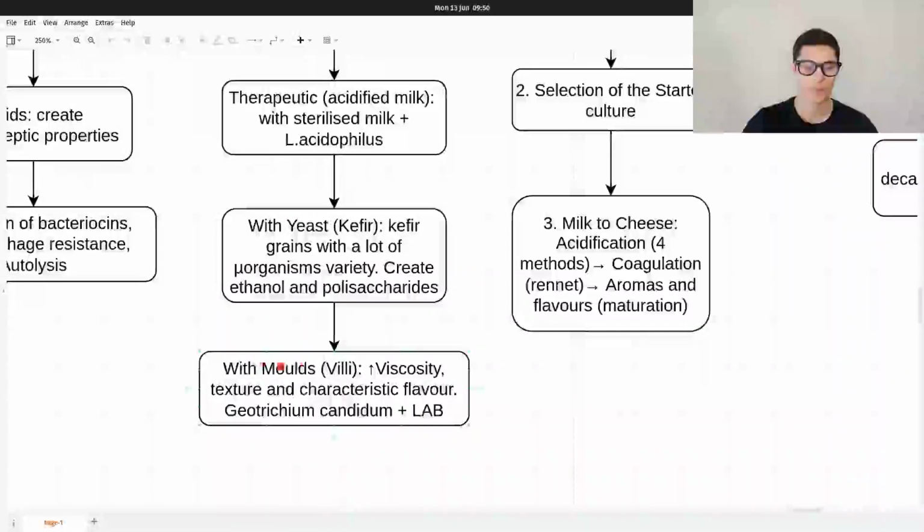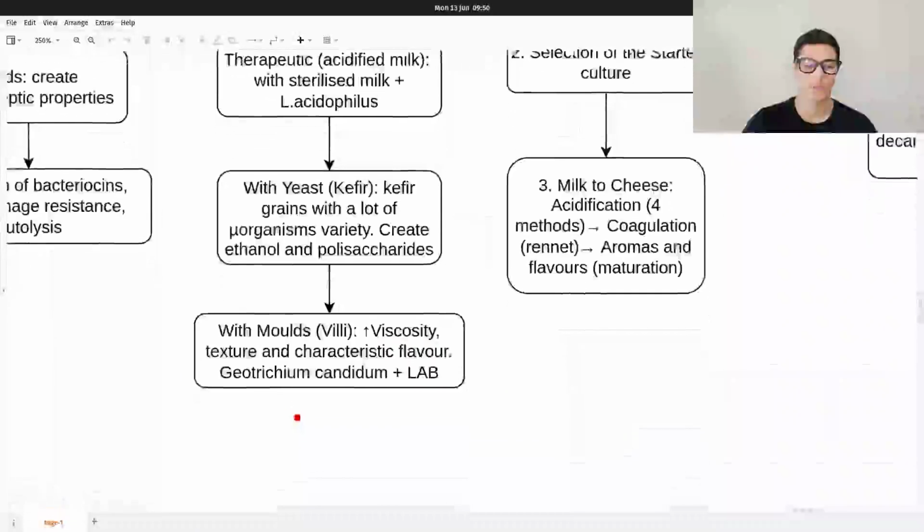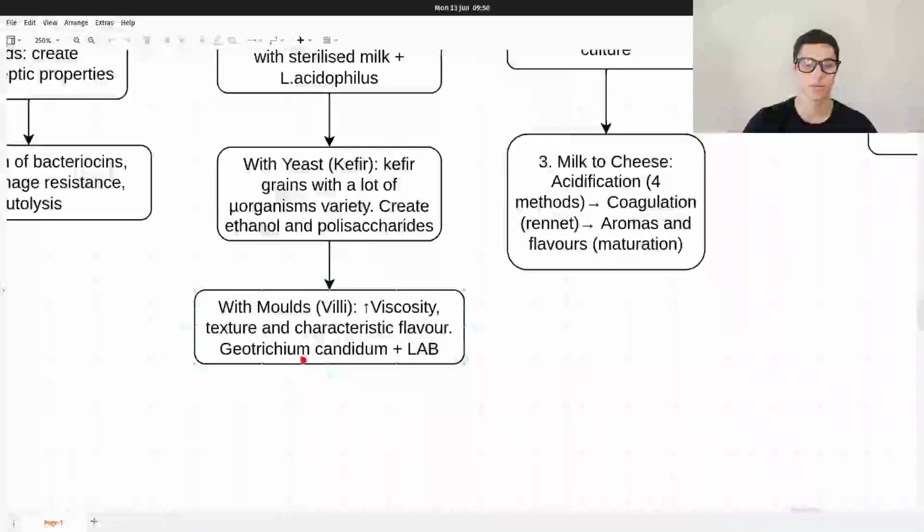With molds, we have the fermentation to create the viili, and this has a high viscosity, texture, and characteristic flavor. We use the Geotrichum candidum and the lactic acid bacteria as well.